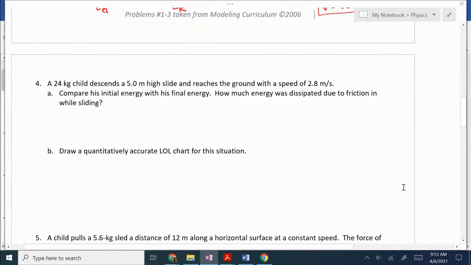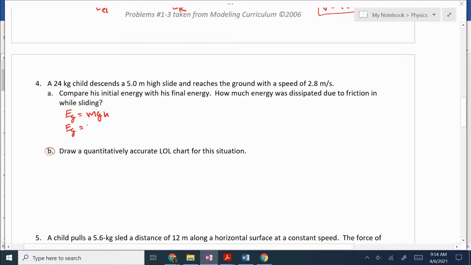Moving along to the next one. A child descends a 0.5 meter high slide and reaches the ground with a speed of 20.8 meters per second. Compare his initial and final energies. How much energy was dissipated due to friction while sliding? In this case, we don't draw the energy bar diagram until part B, so I'm going to go ahead and complete A. His initial energy is gravitational energy, mgh.